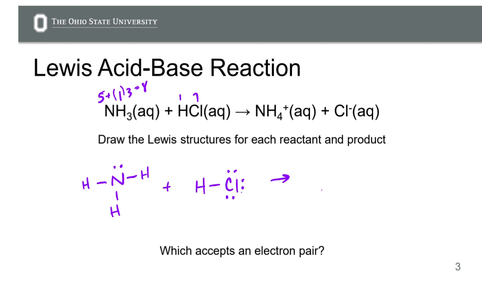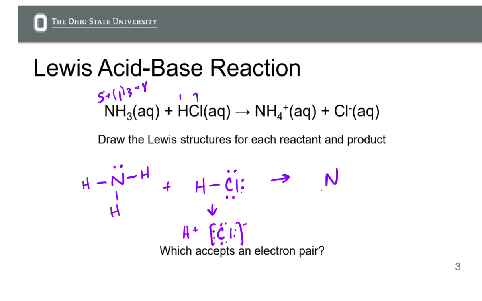Now, one thing about HCl is that when we put it in solution, it completely dissociates. So we end up with H plus, which is not going to have any valence electrons, and Cl minus, which is going to have 8 valence electrons. That minus sign gives us an extra electron. Remember that? That's going to be important.